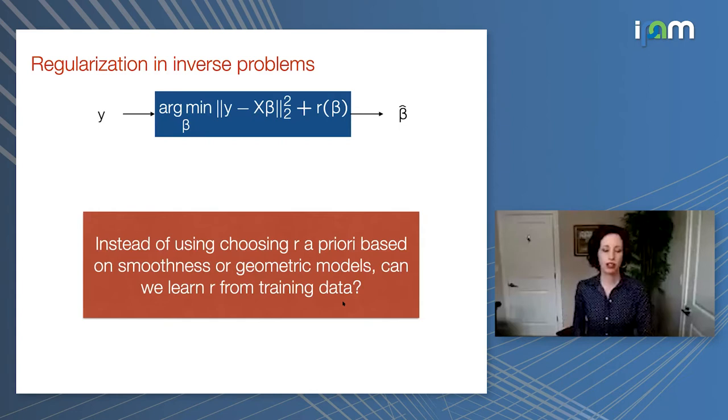So today what I'd like to discuss is how we might be able to move beyond this notion of choosing a regularizer based on notions of smoothness or geometric models, and instead learn a regularizer from training data. Throughout, we're going to think about this general kind of framework where our goal is to take an image Y and feed it into a box that we can think of as trying to find an image that is a good fit to the data and has a small value of some regularization function R, with output beta hat. And so the question really becomes, how do we choose this R and how can we leverage training data to make good practical choices for R?